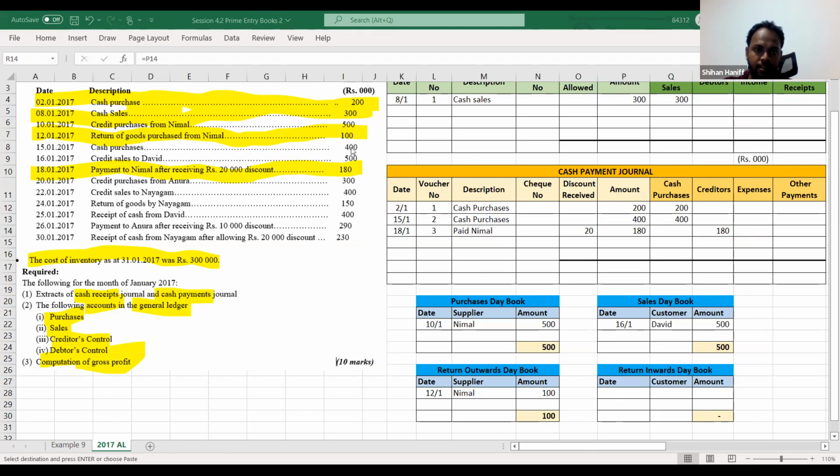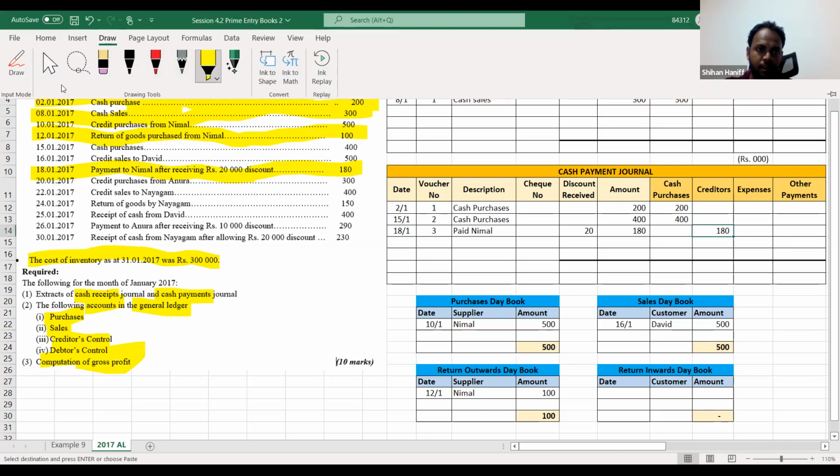They are not asking for the general journal, so I didn't prepare the general journal. This is actually a cash payment, so it won't come under the general journal. If any transactions come under the general journal, I will explain.